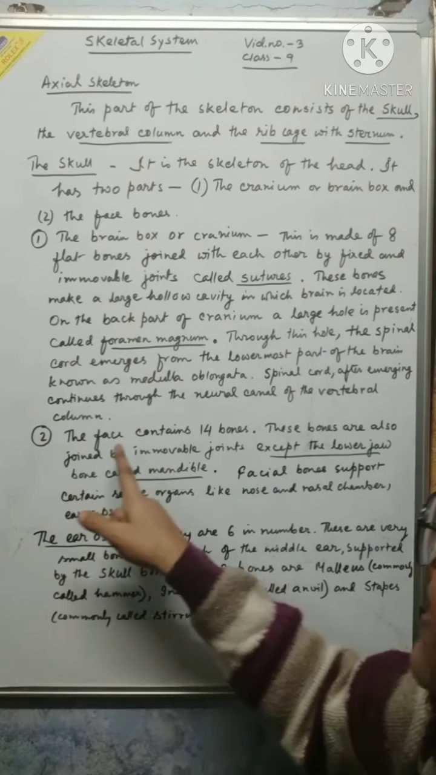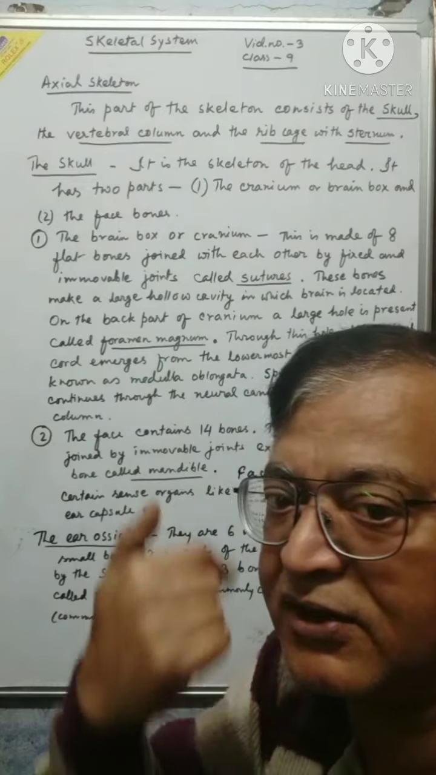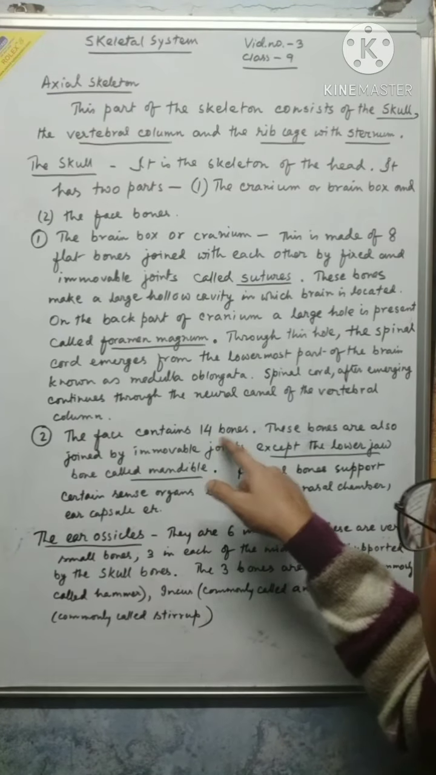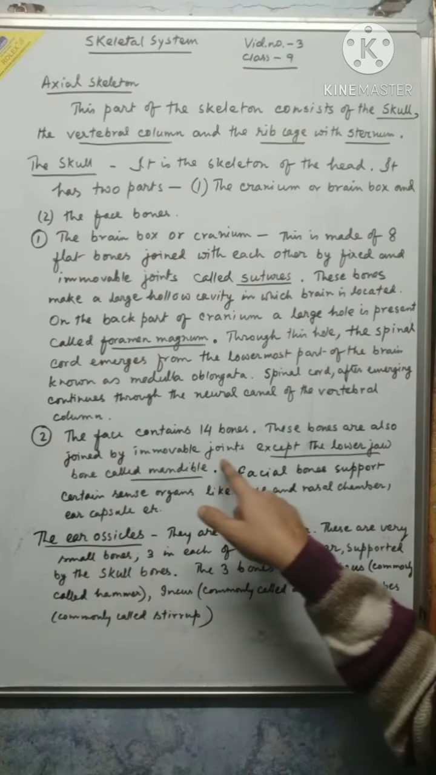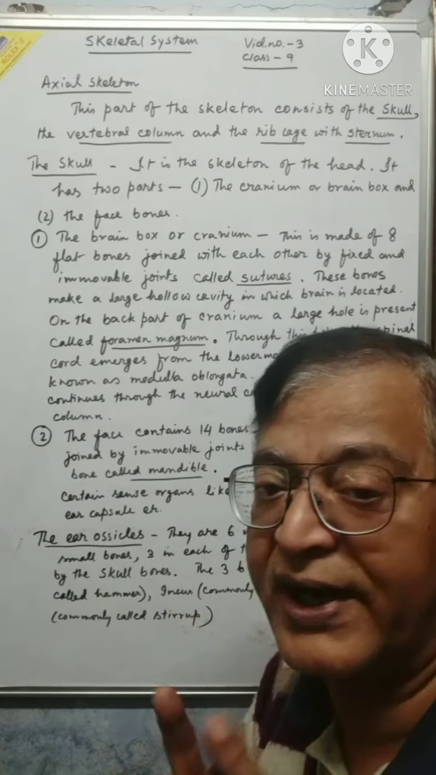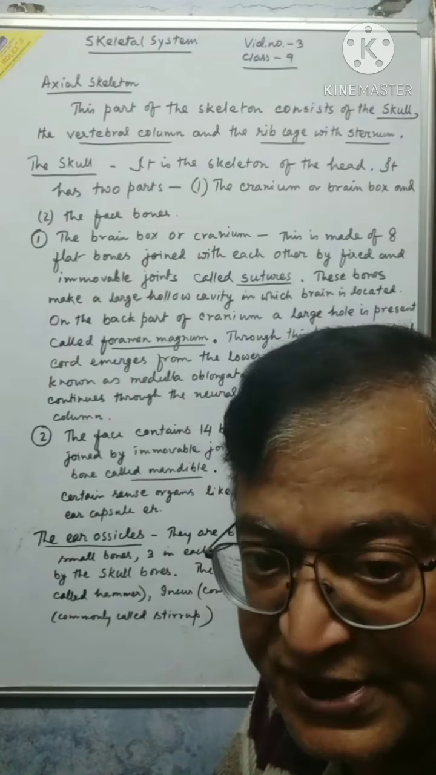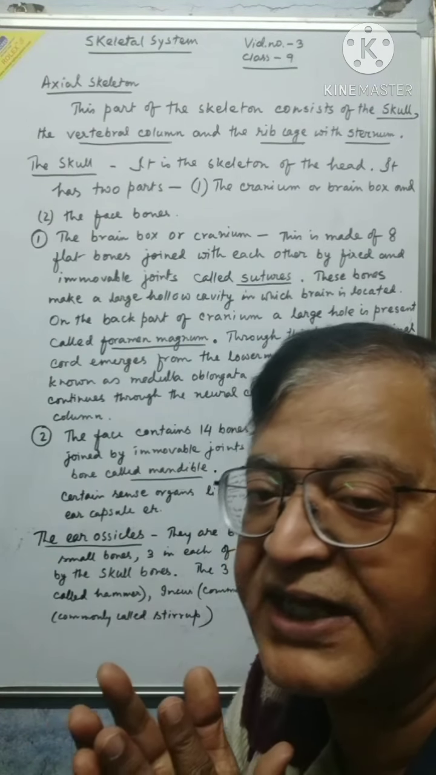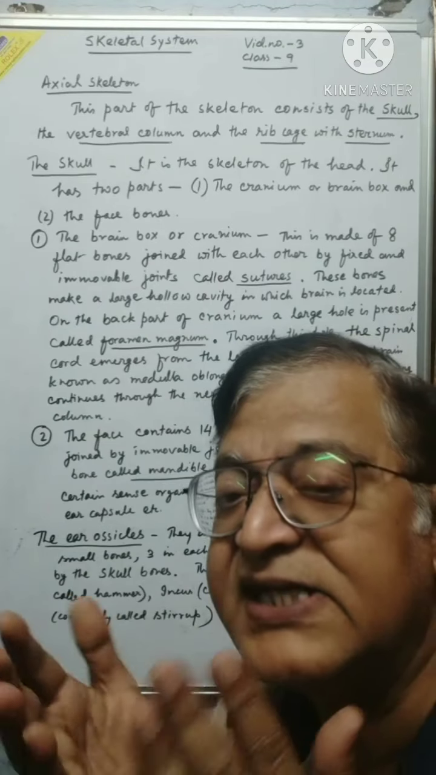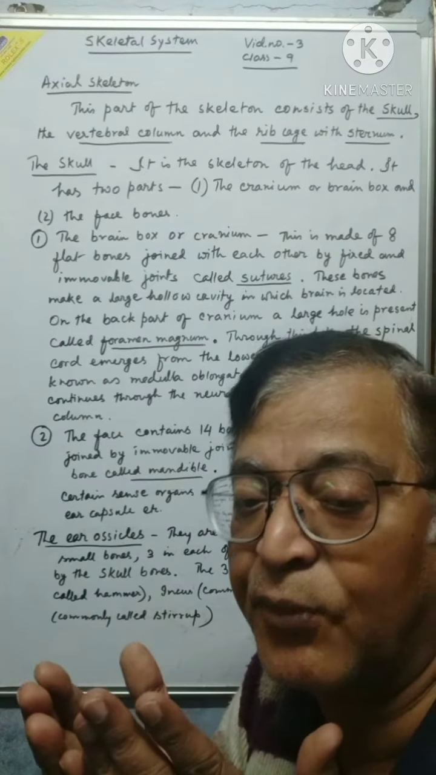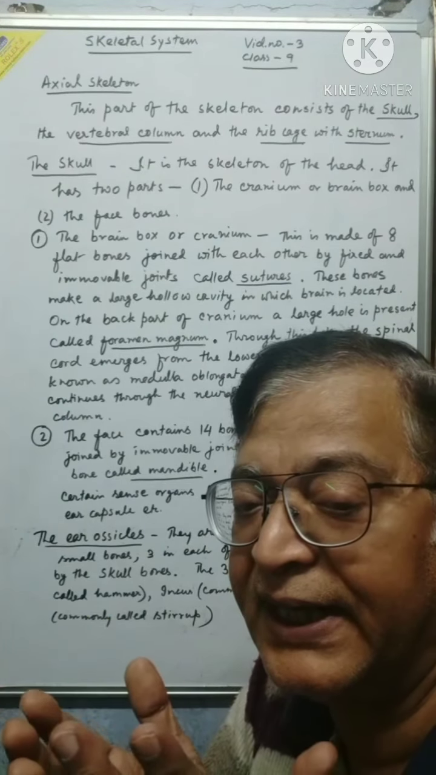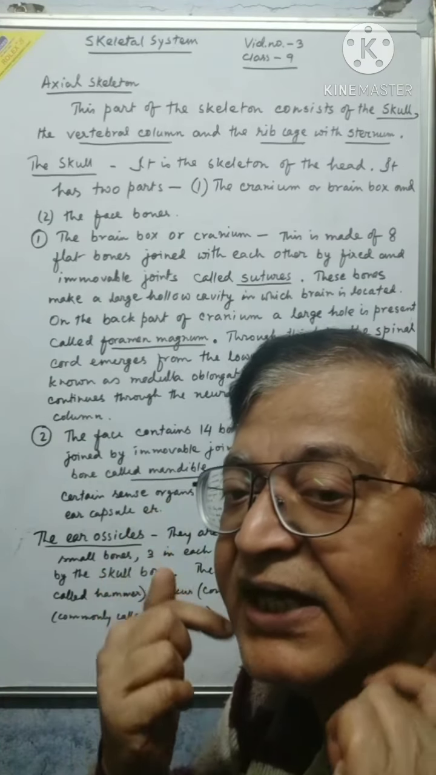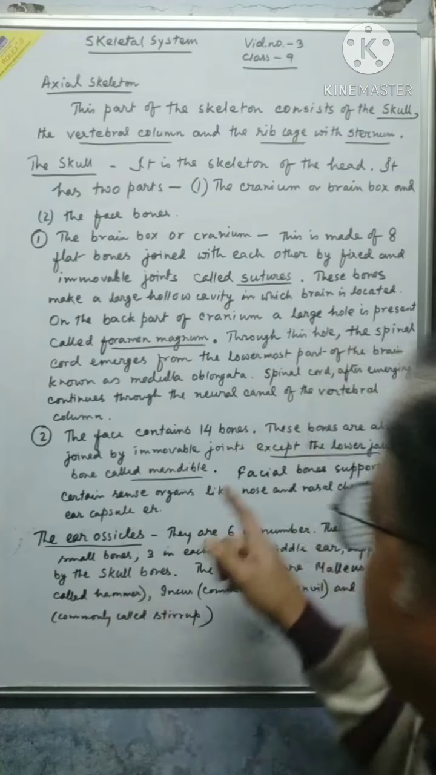The second part is the face, the facial part of the skull. This facial part contains 14 bones. These bones are also joined by immovable joints. Though the joints do not show any sutures, they are joined in such a way that they do not move. These are irregularly shaped bones which automatically interlock with each other, giving a definite shape to our face.